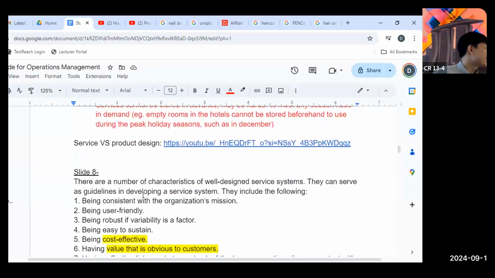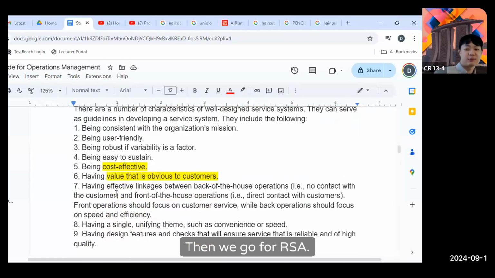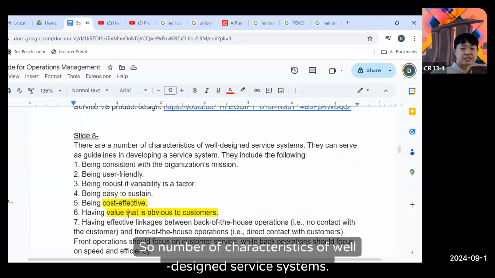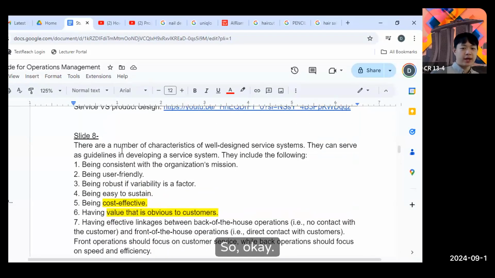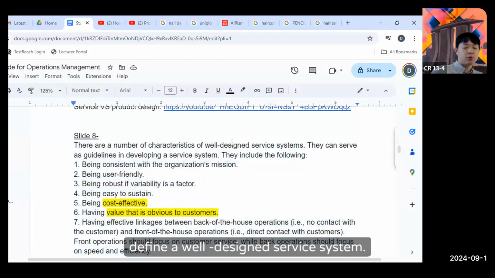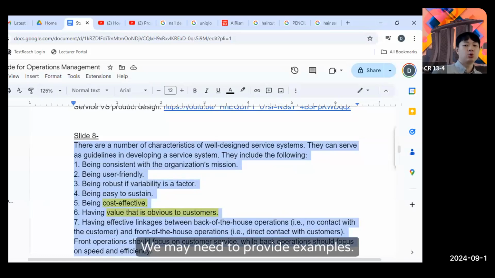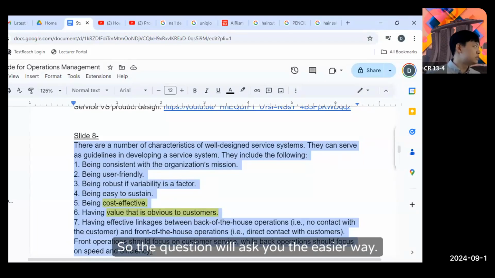Okay, all right. So one part, then we go for the rest. So, number of characteristics of well-designed service systems. This one here gives us a list of elements that would define a well-designed service system. For this, we may need to explain ourselves. We may need to provide examples. It could be based on a certain situation.